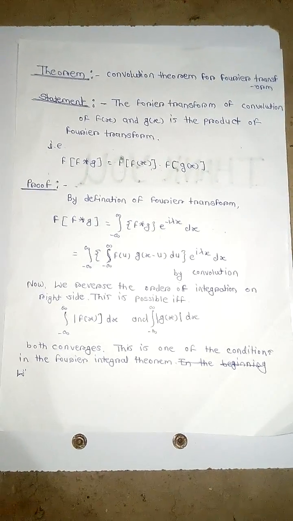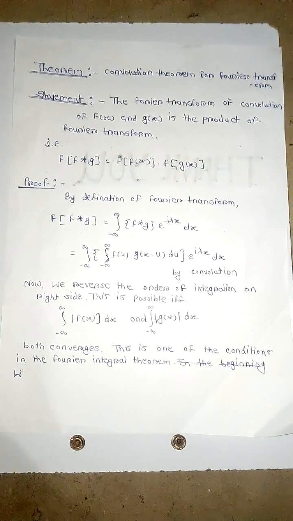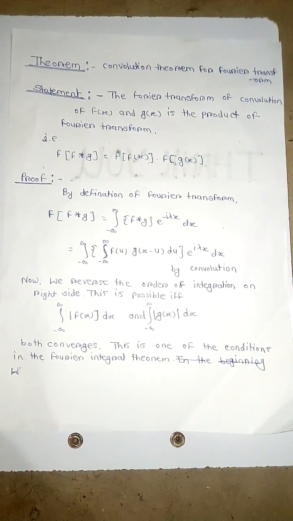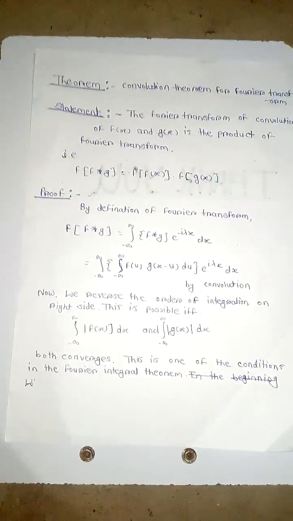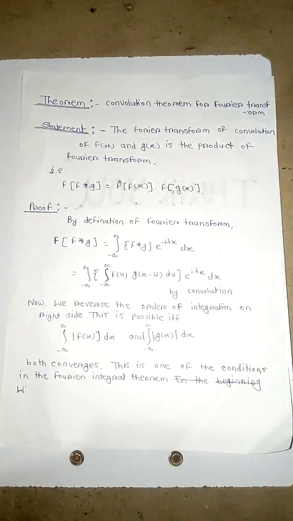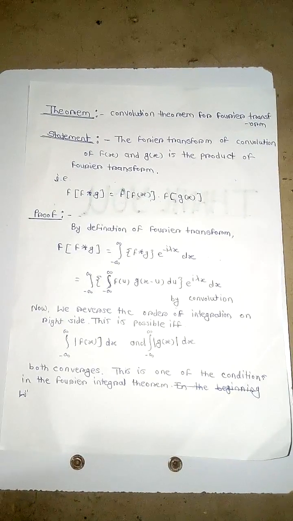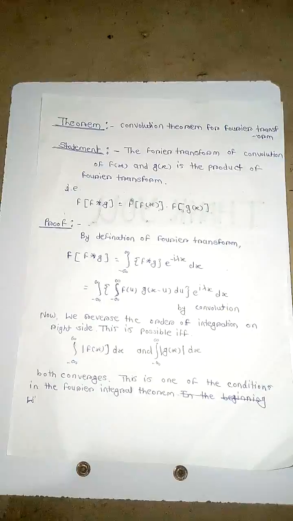The statement: the Fourier transform of the convolution of f(x) and g(x) is the product of the Fourier transforms. That is, the Fourier transform of the convolution of f and g is equal to the Fourier transform of f(x) multiplied by the Fourier transform of g(x).